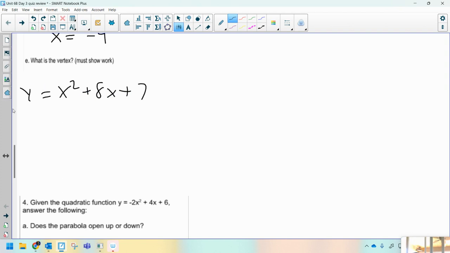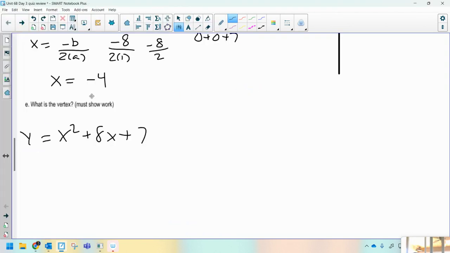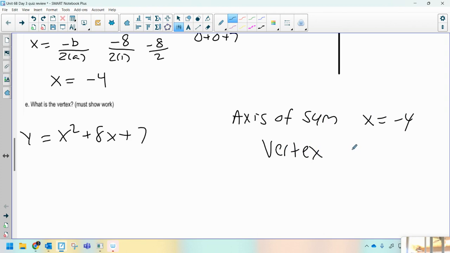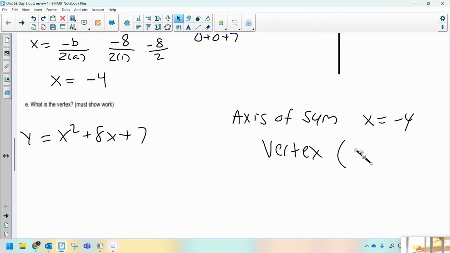So if we know that the x is negative 4 for the axis of symmetry, we did say earlier that the axis of symmetry is going to be the x of the vertex. So the vertex is going to be negative 4, comma, something else. And we have to figure out what that something else is going to be.